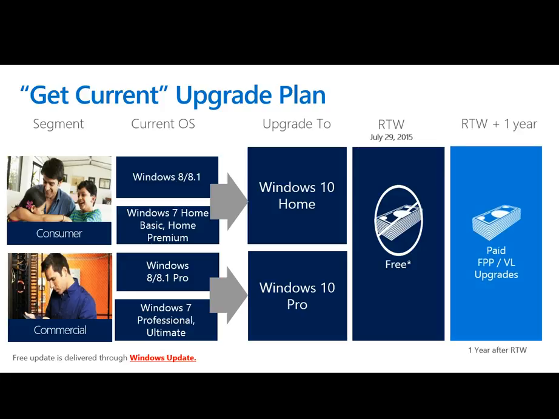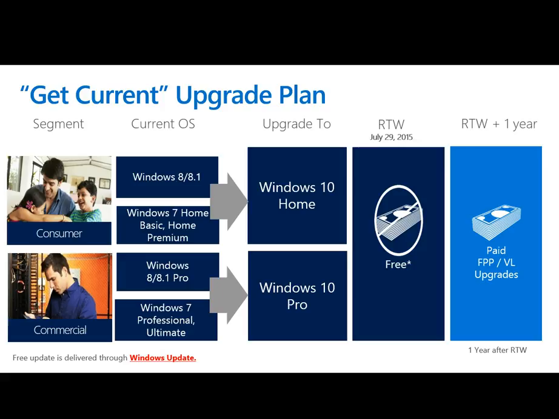Now, if you did not upgrade within the year, okay, you would have to buy the license. So my suggestion is, coming July 29th, if you want to have a free Windows 10, you start upgrading now on July 29th. Because after 1 year of July 29th, you cannot upgrade to Windows 10. You need to buy the license.